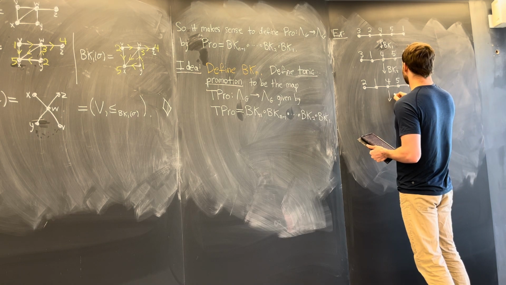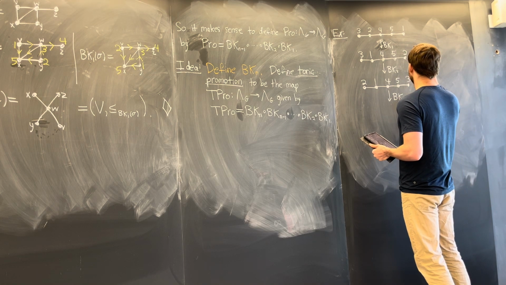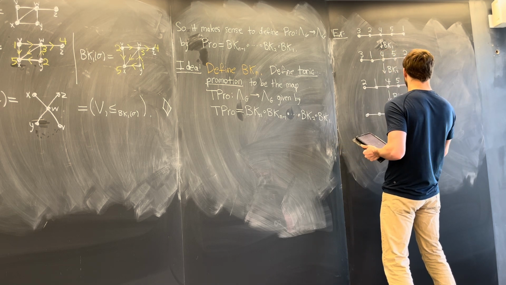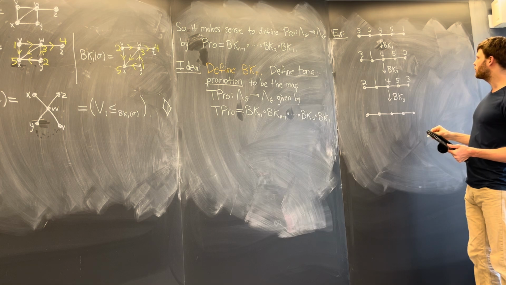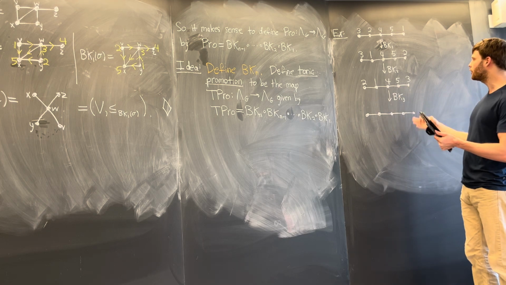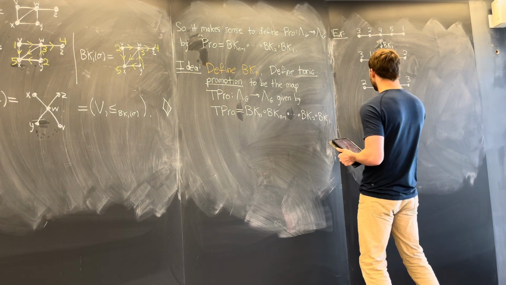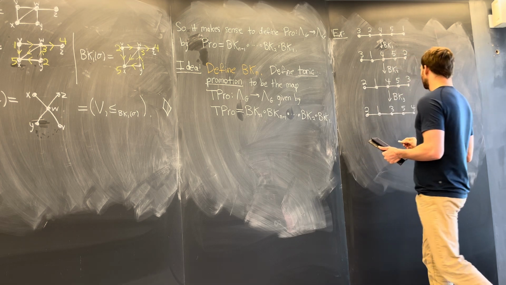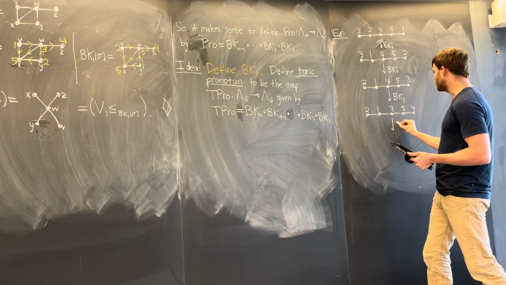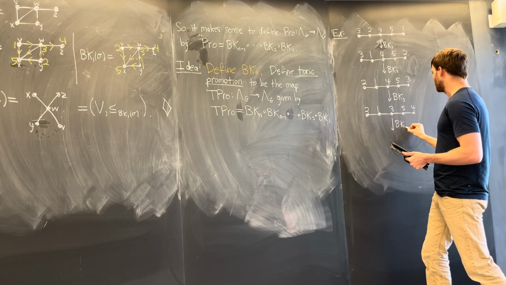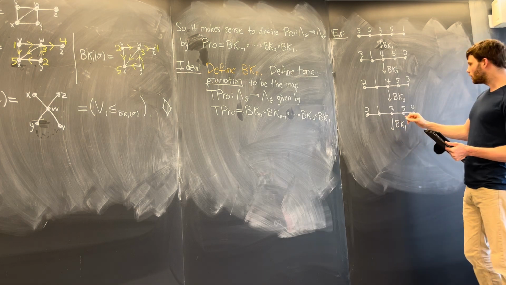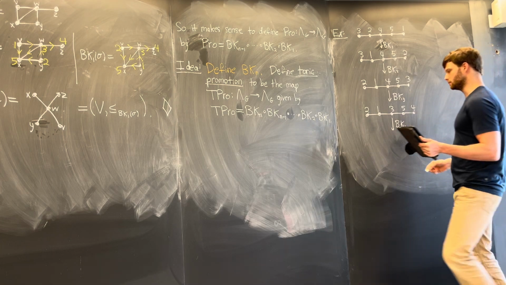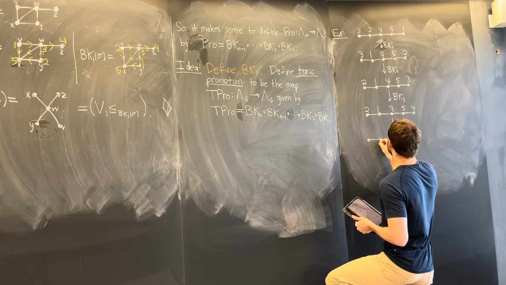Now I do B_3. So B_3 says, okay, look at the numbers 3 and 4. They're on non-adjacent vertices, so I swap them. Okay, now I do B_4, which says, okay, now I look at the numbers 4 and 5. They're sitting on adjacent vertices, so I do nothing. So I just get the same thing.